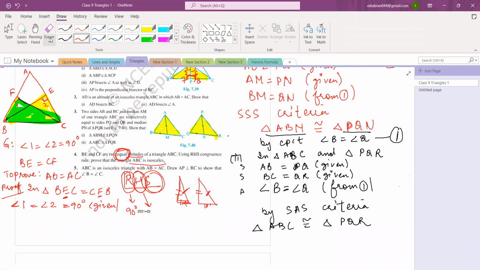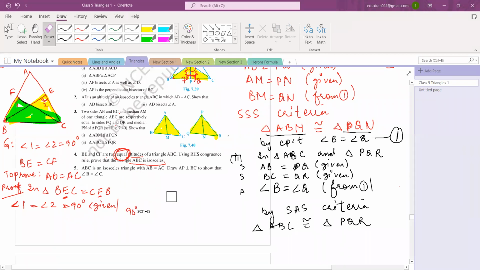Ma'am, BC. Yeah, Miraj, I'm asking. Now, triangle, look at the triangle BFC. Only Miraj will answer me. Tell me which side is the hypotenuse.